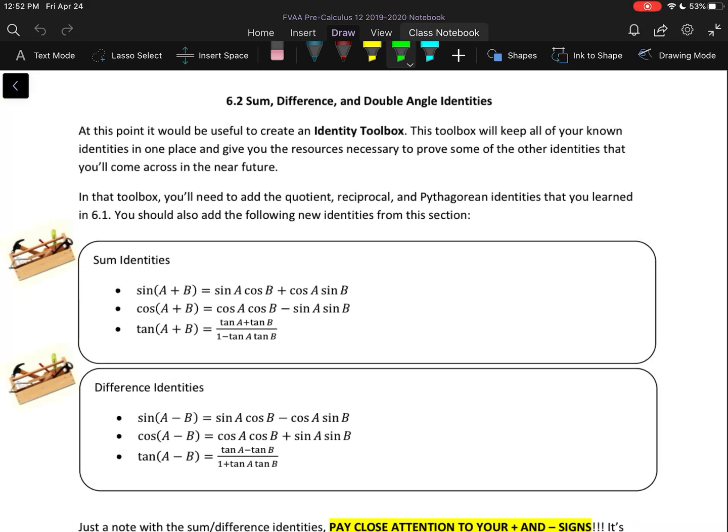In that toolbox, you'll need to add the quotient, reciprocal, and Pythagorean identities that you've learned in 6.1. You should also add the following new identities for this section. If you look on your formula sheet, you already have all of these trig identities on there. So when you're doing your homework or any one of these assignments, have that paper out as a reference, because you're going to need to be referring to it probably more now than any other section in this course. Make sure to have that handy.